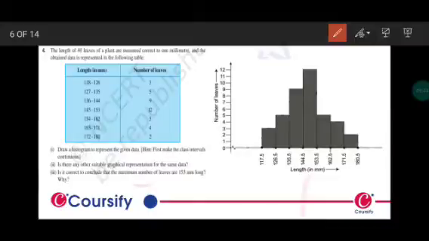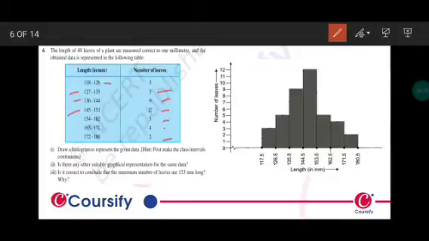Question number 4. The length of 40 leaves of a plant are measured correct to 1 millimeter and the obtained data is represented in the following table. So we have the data that the length of leaves in the class 118 to 126 mm. We have 3 leaves, and similarly for different categories of length we have different numbers of leaves. So the question is, draw the histogram to represent the given data.